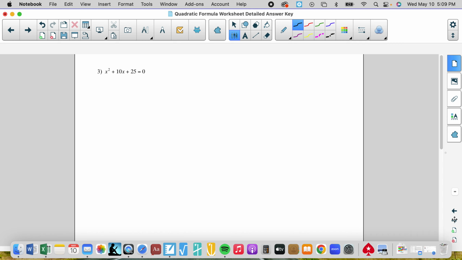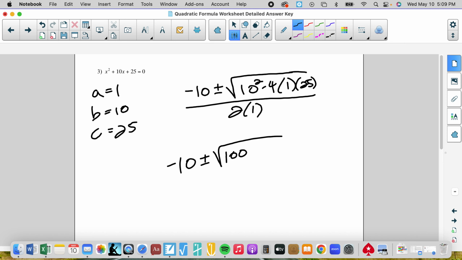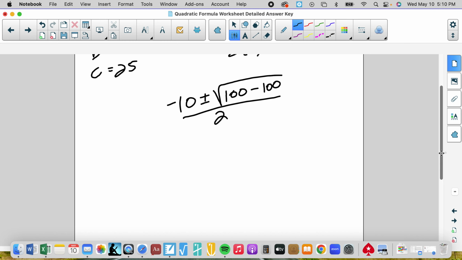Number 3, it's set equal to 0. That's good. So we're going to pull our A, B, and C. A is equal to 1, B is equal to 10, C is equal to 25. Opposite of B, plus or minus square root of B squared minus 4 times A times C, all over 2A. Negative 10 plus or minus 10 squared is 100 minus 4 times 1 times 25 is 100, all over 2. Ooh, this is cool.